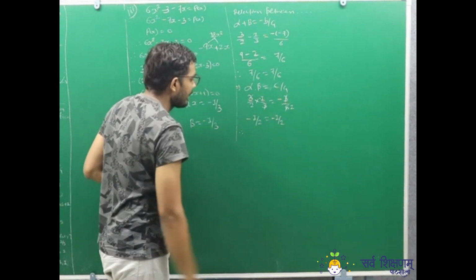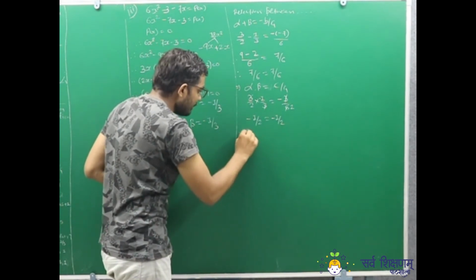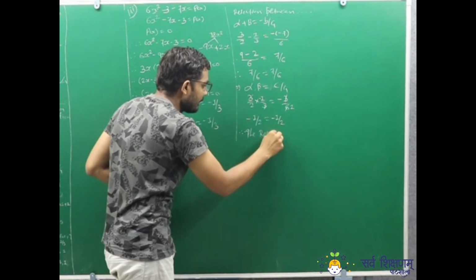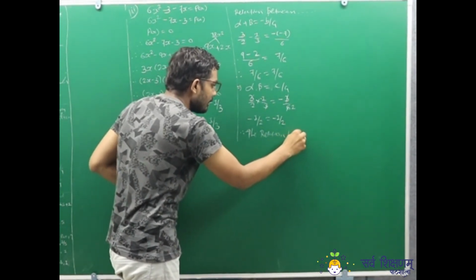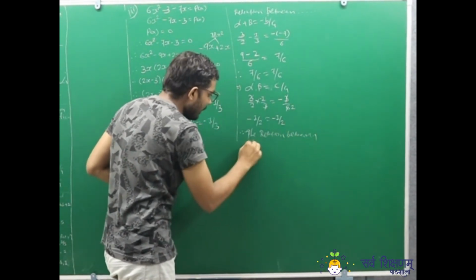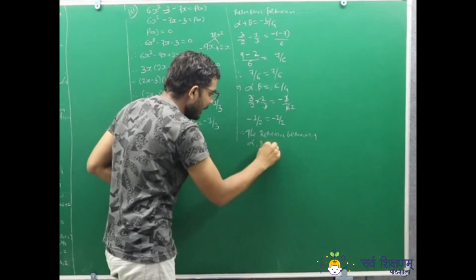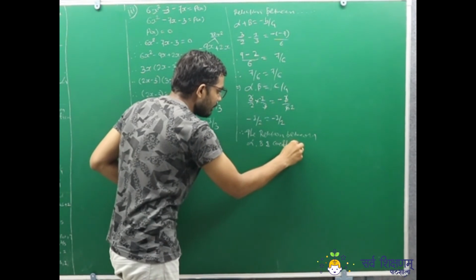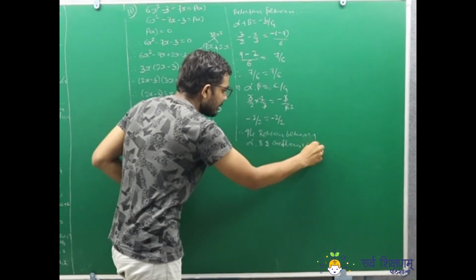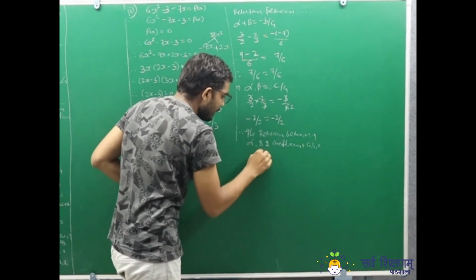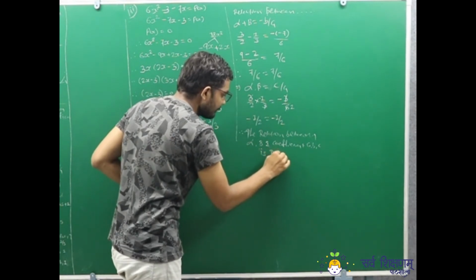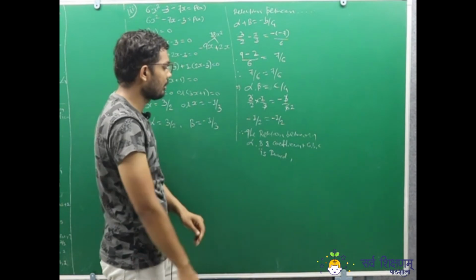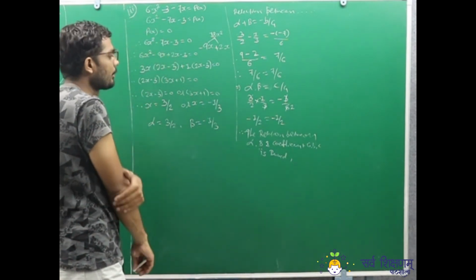Therefore we can say that the relation between alpha, beta and coefficients a, b, c is proved. Or you can also write that the relation between zeros and coefficients of a quadratic polynomial is proved.